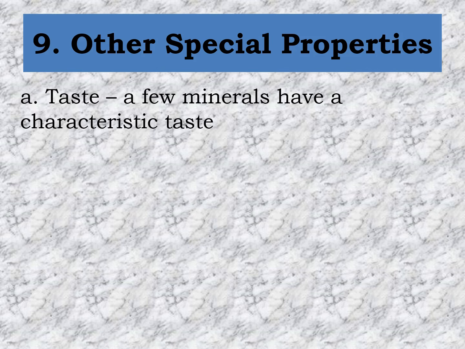So for number 9, we have here other special properties. So that includes taste, odor, striation, magnetism, double refraction, X-ray fingerprints, and chemical tests. So the following are just additional tests used in identifying the physical properties of minerals.